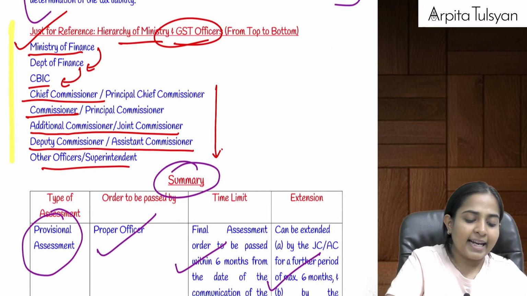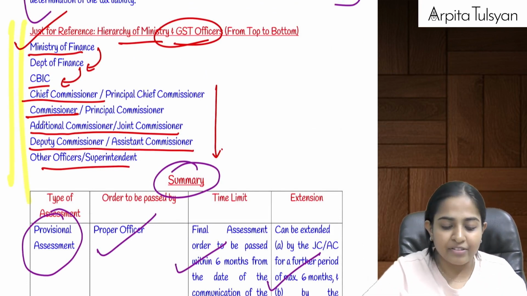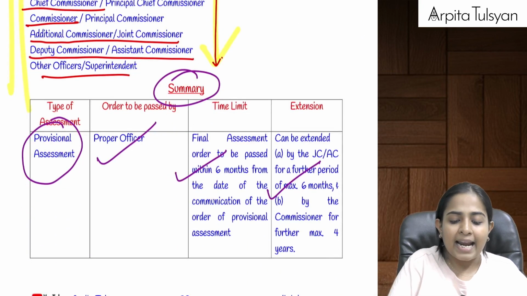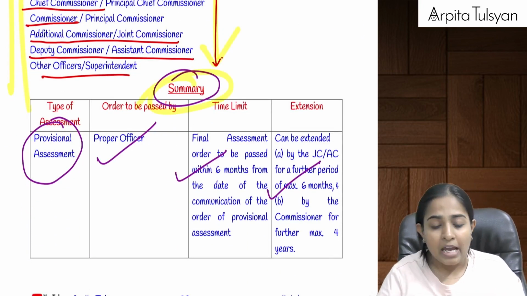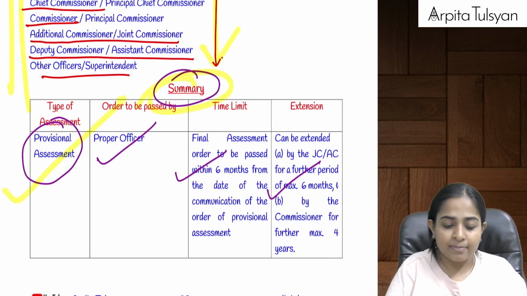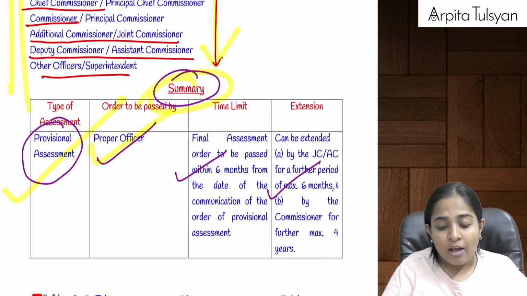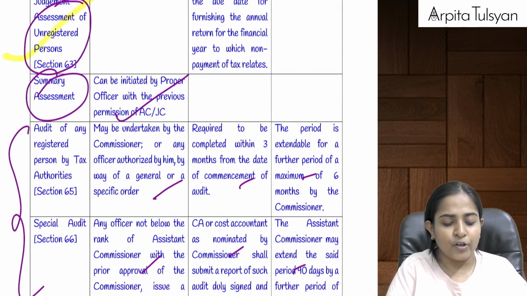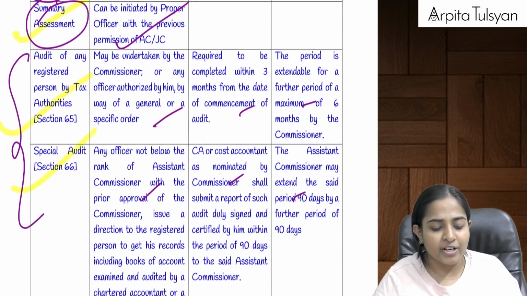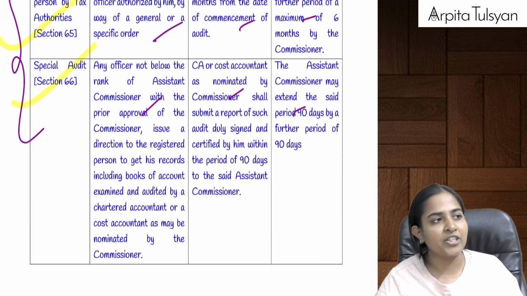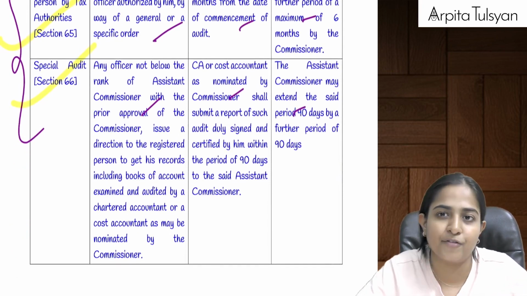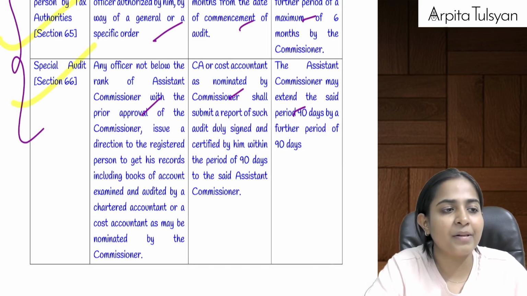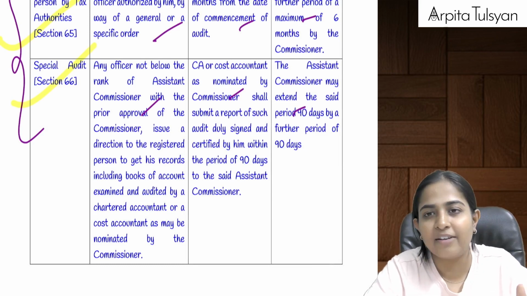Yes. And then at the end of the chapter, just for your reference, I have given you the hierarchy of ministry and GST officers, and I have given you a full-fledged summary of all the types of assessment provisions: which officer is going to do what, what is the time period for doing, and what are the extension provisions. I have given this for each and every type of assessment and audit which we have discussed in the chapter, which you can use for your last day revision. I hope you are very clear with this. Yes, simple chapter, just revise it quickly once and you'll be done.